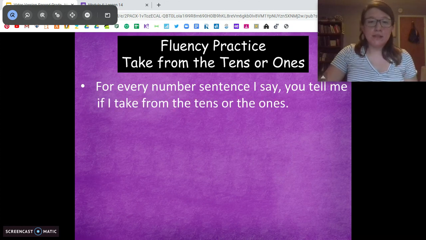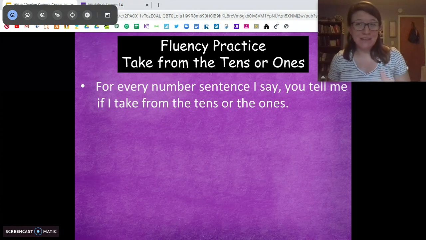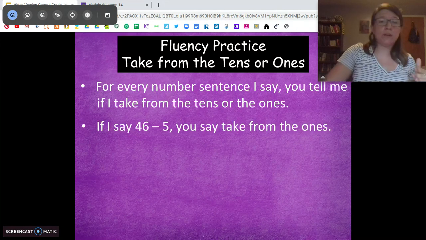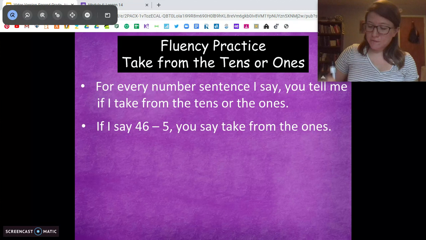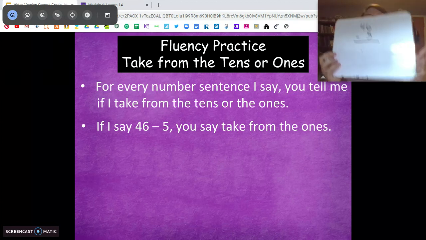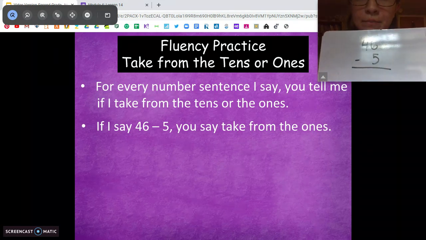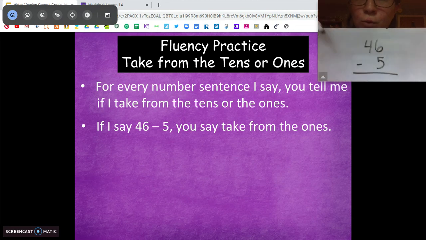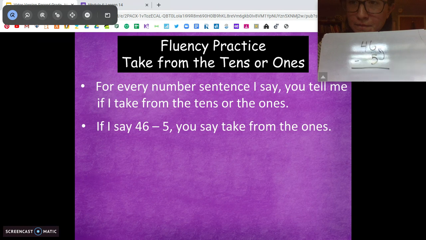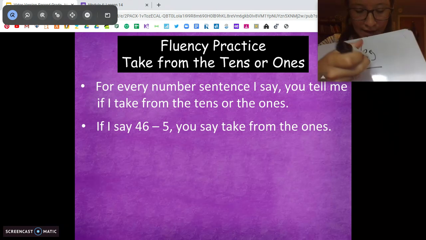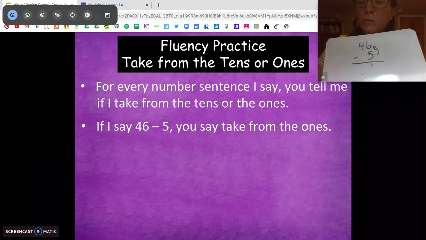Okay. So for this one, you might want your piece of paper. I'm going to give you a number sentence, and I'm going to ask you if I'm going to take from the tens or the ones. So here's what I mean. If I say 46 minus 5, now I'm setting this up in the vertical way to show you. If I say 46 minus 5, can I take 5 from 6? Yeah, right? I get 1. So I can take from the ones.